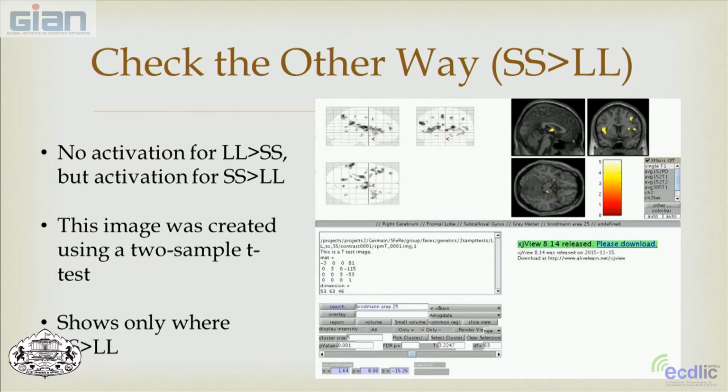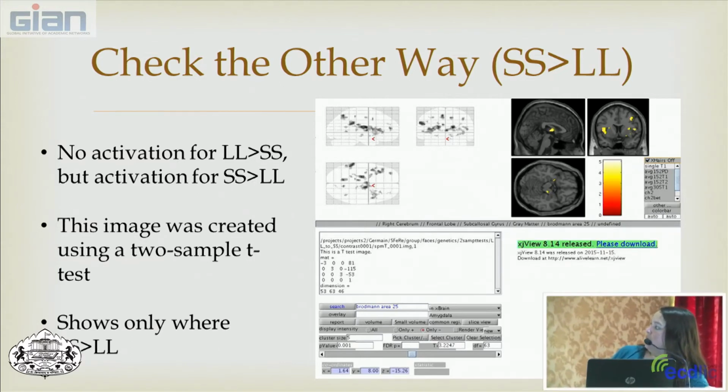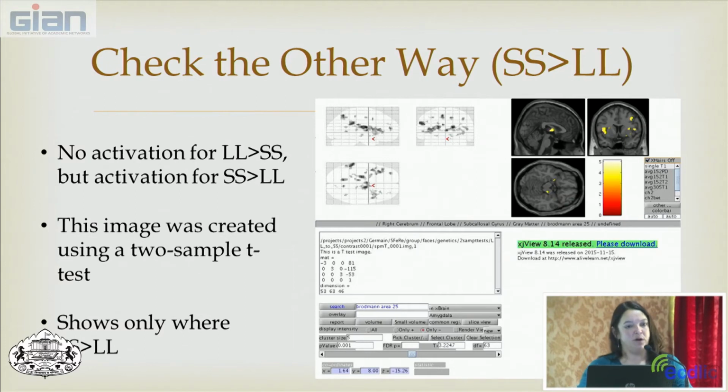Well, here now we can see some activation. Again, there's some activation in the amygdala, which are these little areas around here. And we see that the SS group has more activation for this particular contrast than the LL group. And this is something that's also been reported in the literature.